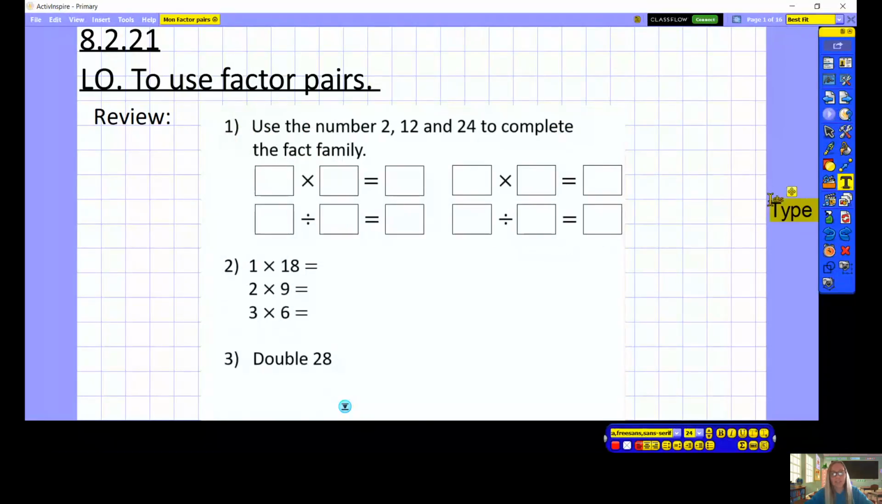Okay, so today is the 8th of February, and our learning objective is to use factor pairs. Can you pause the video while you write today's date and learning objective and underline these?